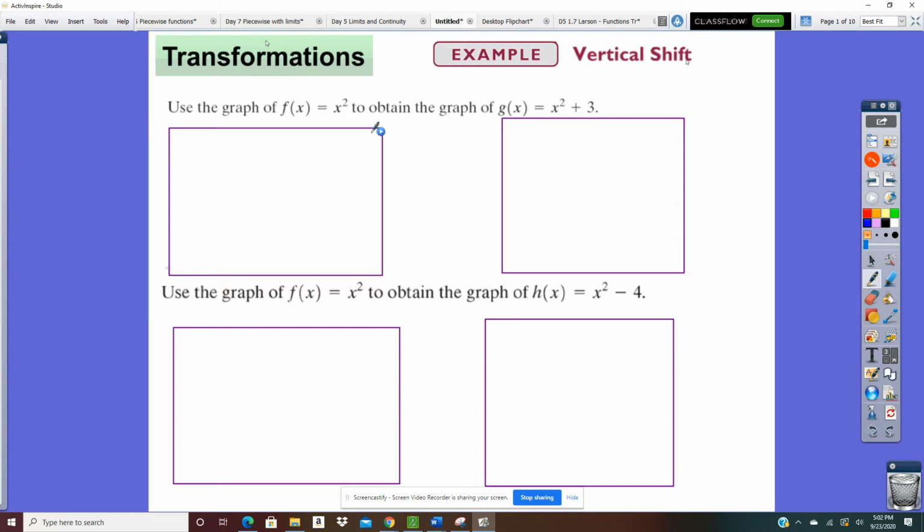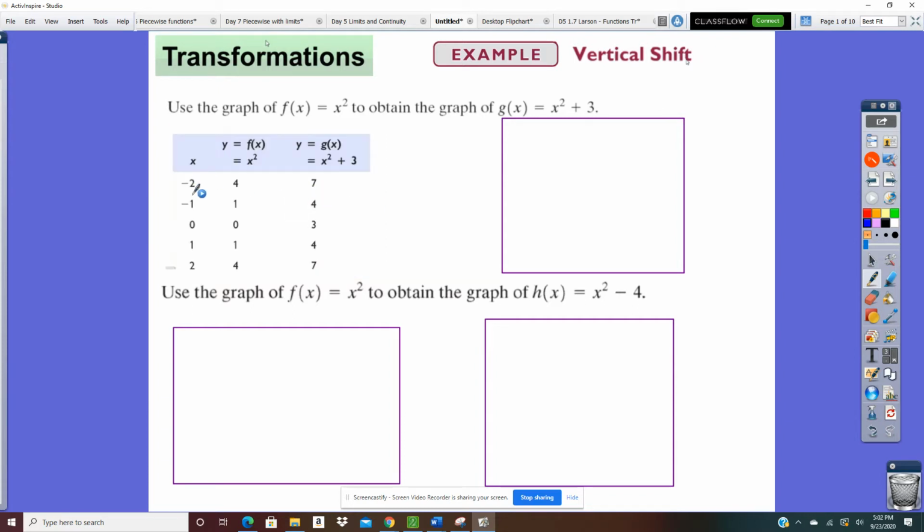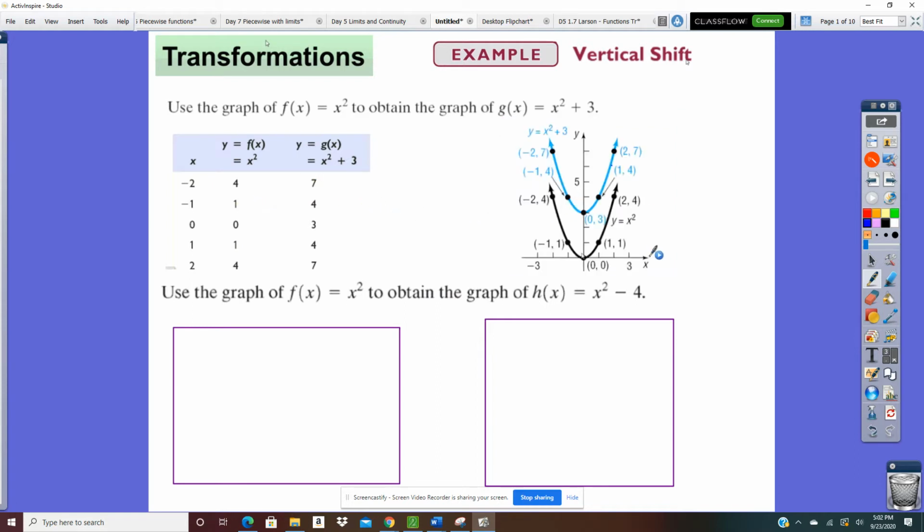If you take a normal parent function of y equals x squared and you add 3 to that, you're taking your normal function. Here's my normal x and y values, and I'm going to add 3 to those y values. And you can see 4 plus 3 is 7, and 1 plus 3 is 4, and so on. So my graph looks like this, where all my y values are being shifted up by 3. So that is a translation of up 3.